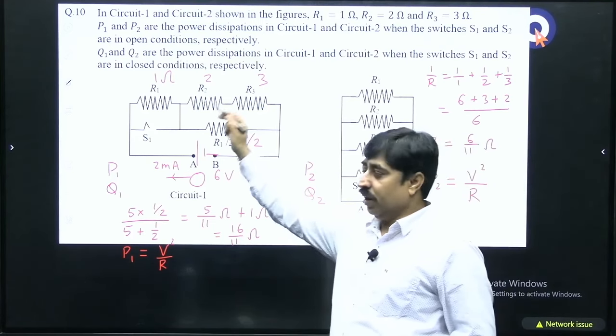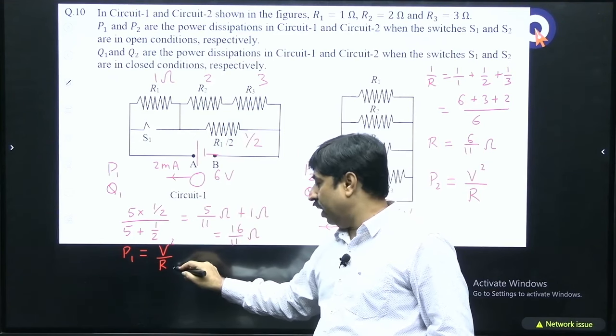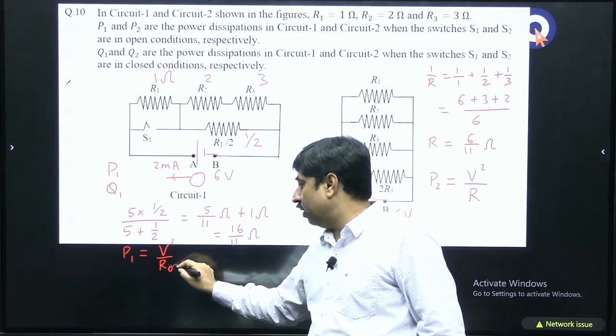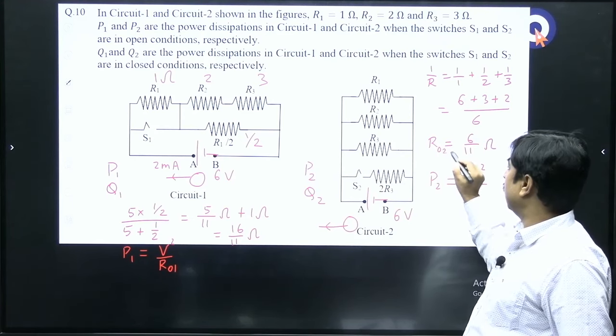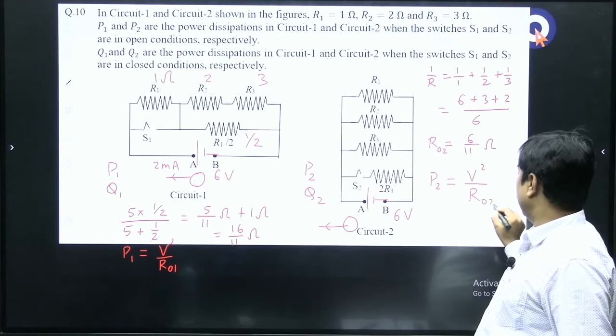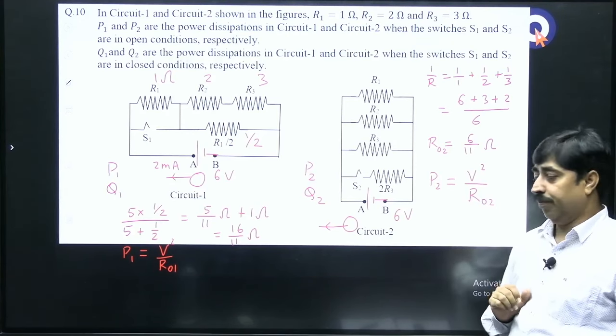The equivalent resistance in this circuit, let me write it as R01, and the equivalent resistance here, let me write it as R02. So, power dissipated in this circuit will be V square by R.